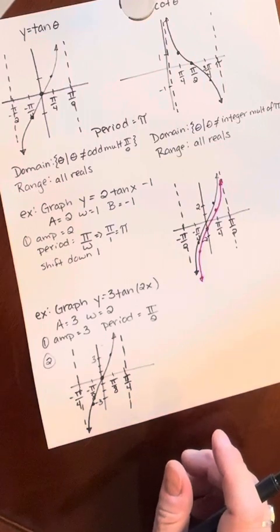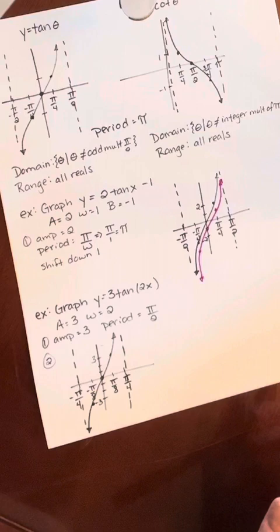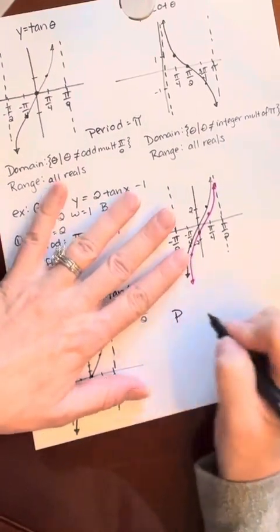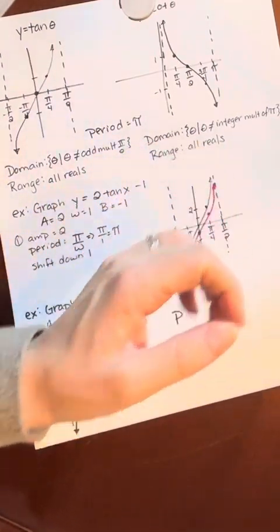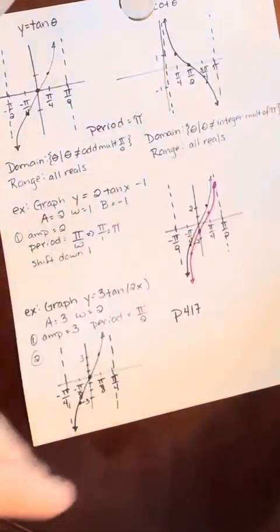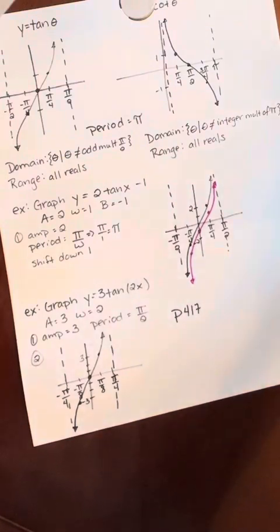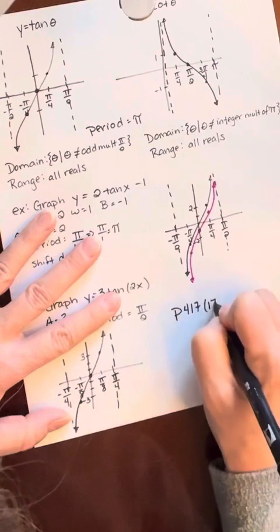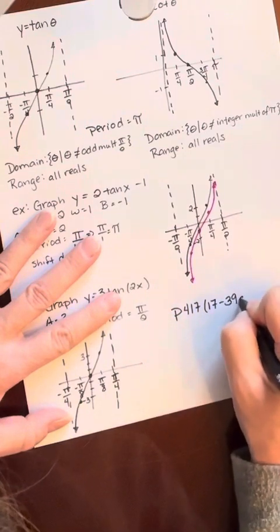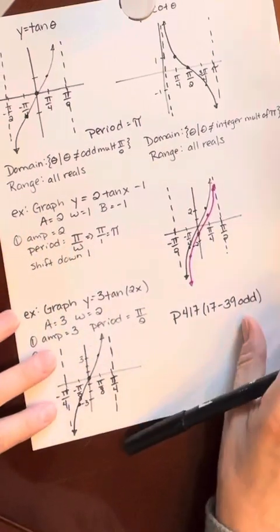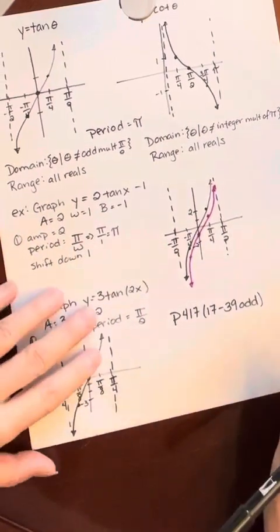Okay. You are going to go forth, and you will conquer your homework. And so in this case, your homework is page 417. And I would like for you to work on numbers, let's see, what have I got for you? 17 through 39 odd. There should be plenty of time to work these out, work with each other. Solutions are where they usually are.